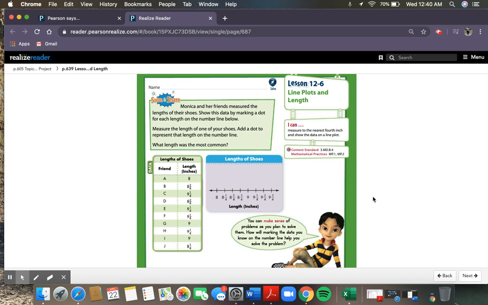Okay, hi guys. So today we're looking at lesson 12.6, line plots and links. And our I can statement for this lesson is: I can measure to the nearest fourth inch and show the data on a line plot.